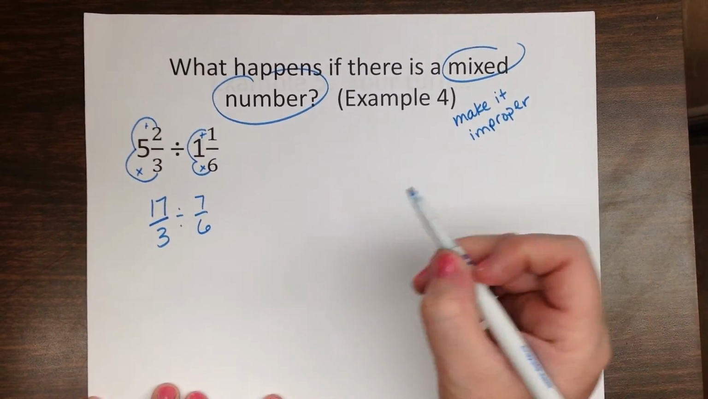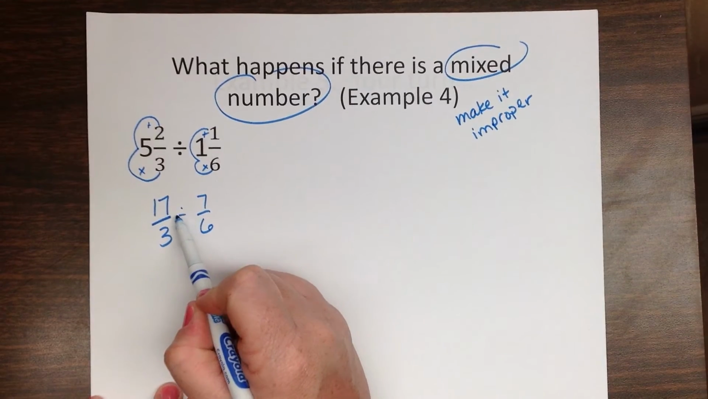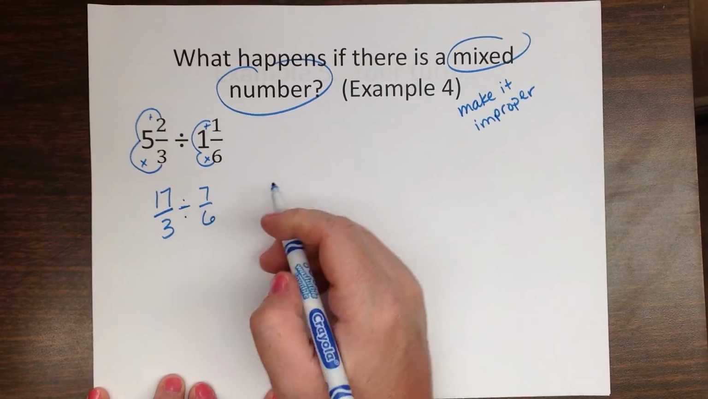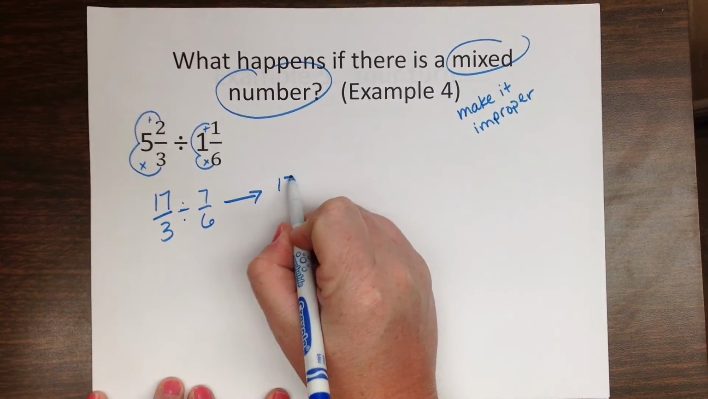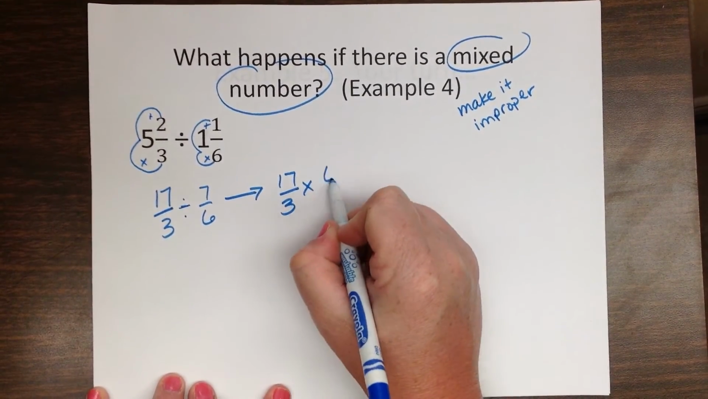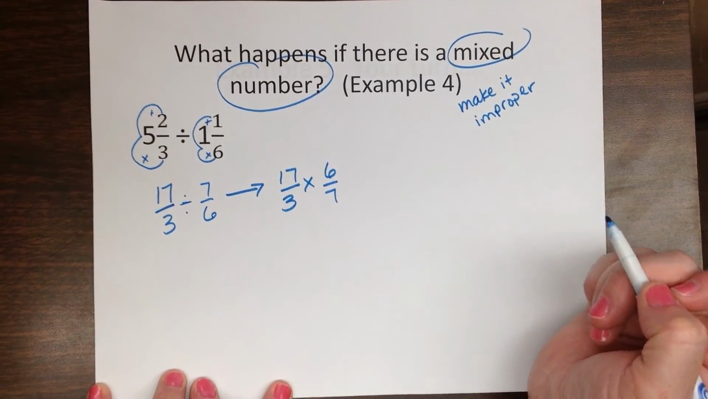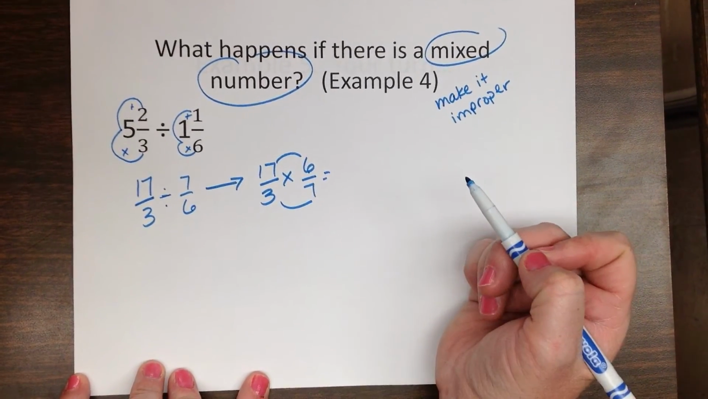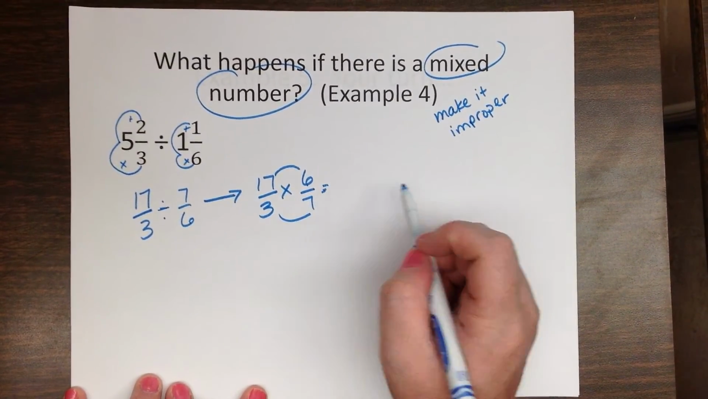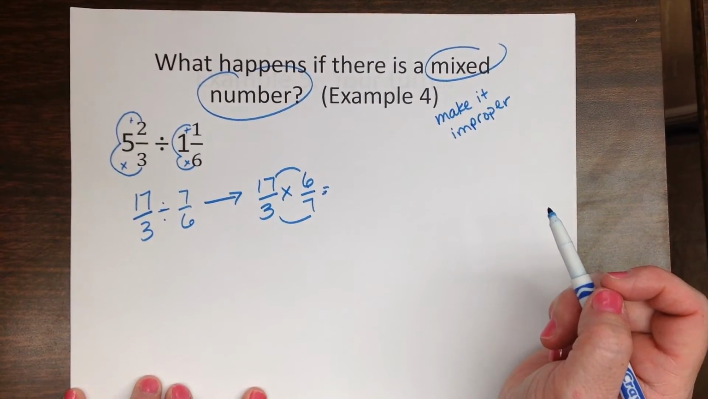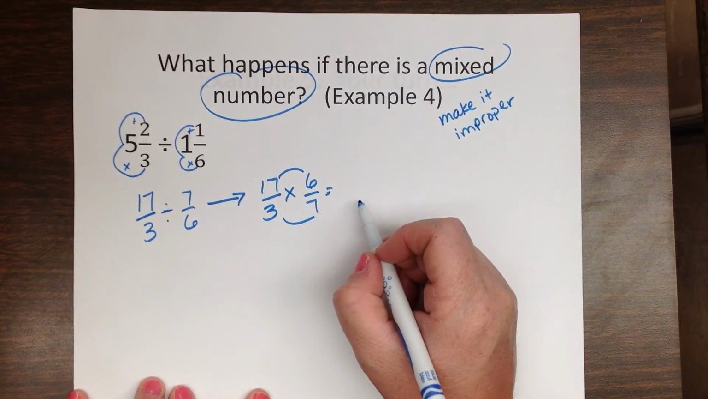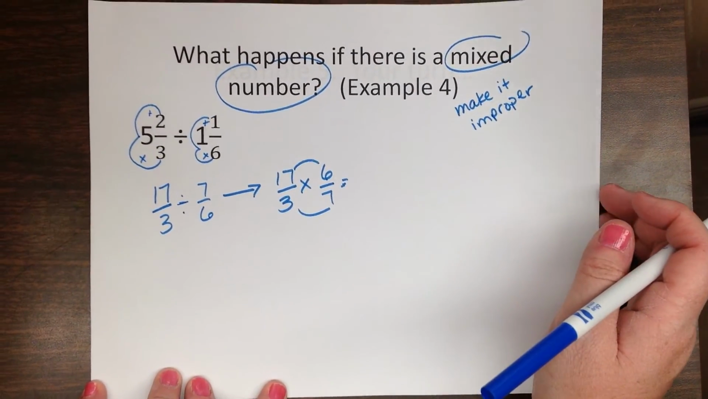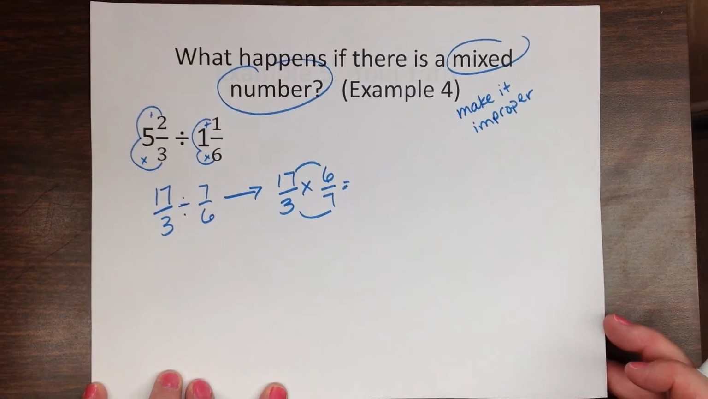Now on this one, we do the same thing for our rules for division. We have to make sure that we multiply by the reciprocal. So it becomes 17/3 times 6/7. Okay, I'm going to let you finish solving this one, but remember, you multiply straight across. When you do, you're going to have an improper fraction that you need to go ahead and divide to get the mixed number. So you finish this one and pause your video.